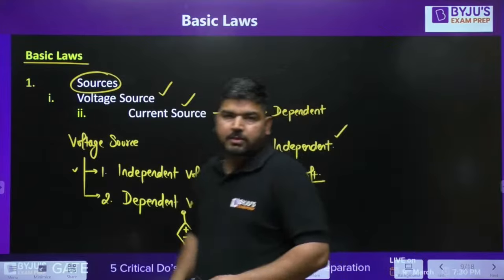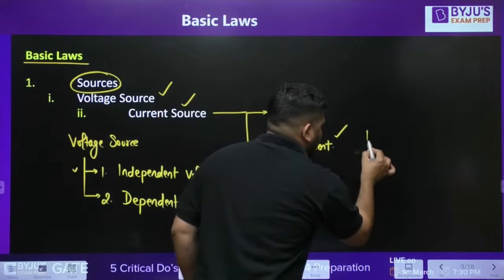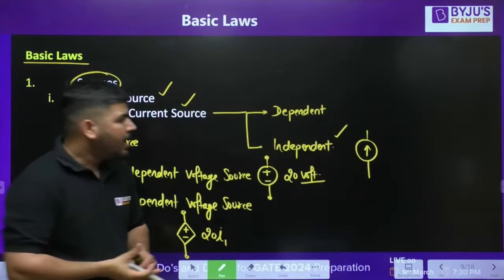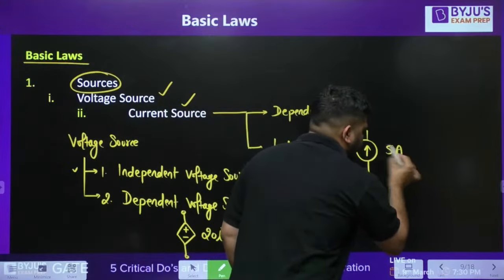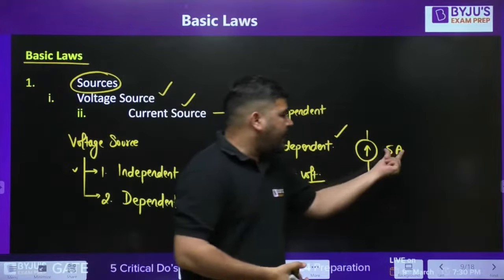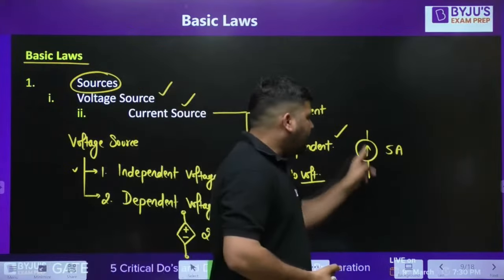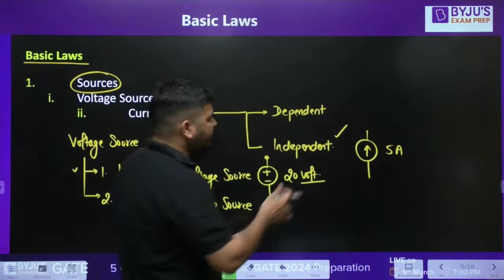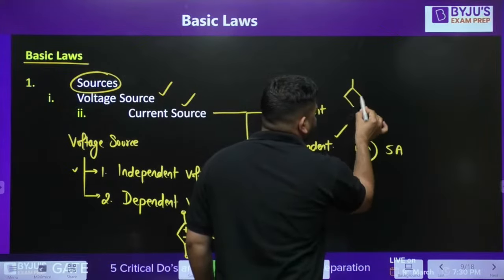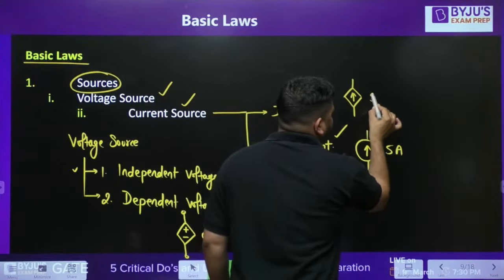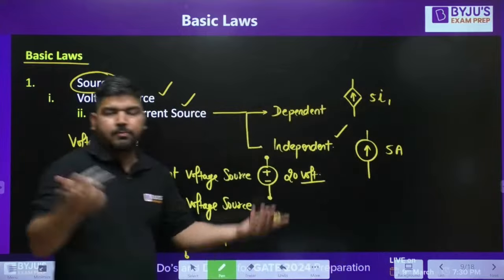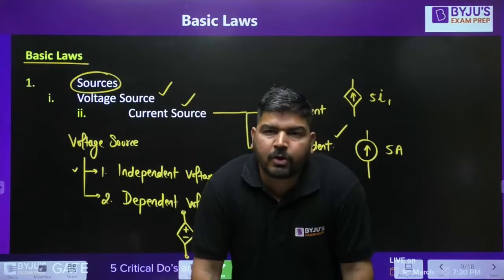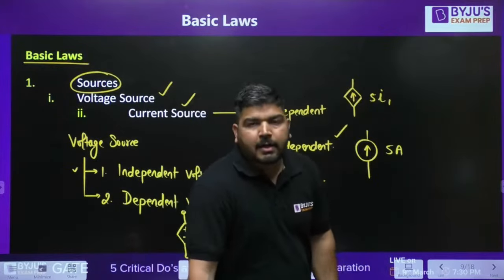Similarly, you have current sources. Independent current sources can be shown in a circle, and the arrow will show you the direction of the current. Let's say this current is 5 ampere. It means its value is independent, and this arrow shows the direction in which the current will flow. Similarly, you have a dependent current source. Let's say this value is dependent on I1 or some voltage. It can be dependent on current or on voltage.